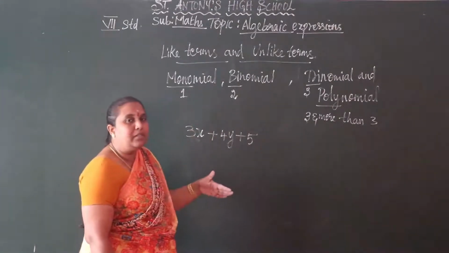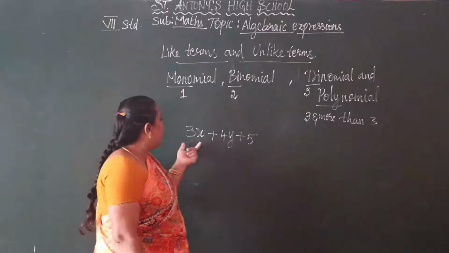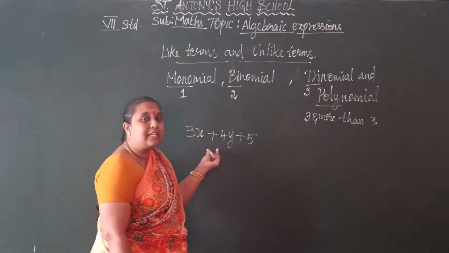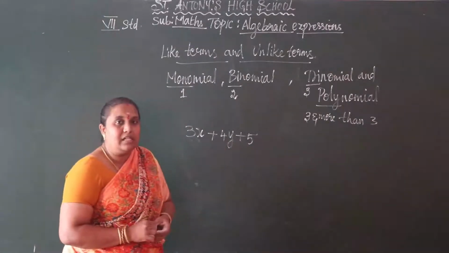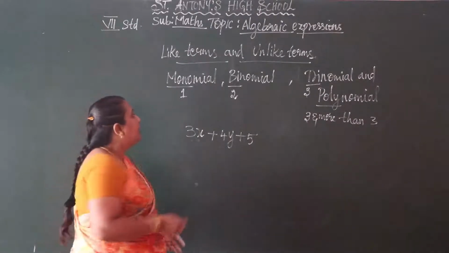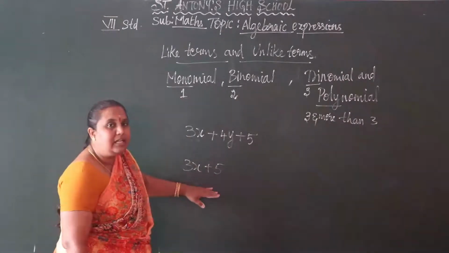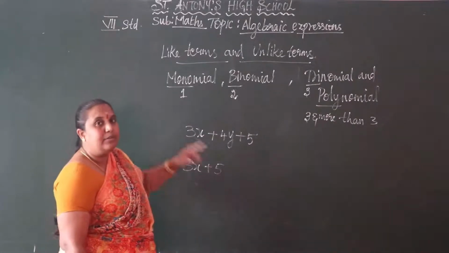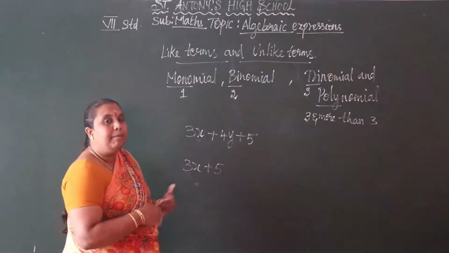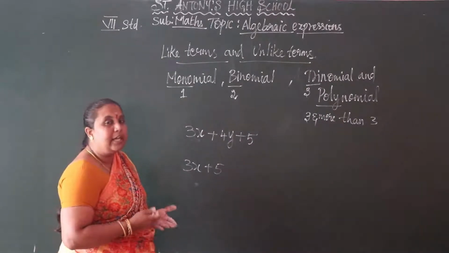Okay, it can be a variable term or it can be a constant term also. Understood. Here we have 3 terms: 1, 2 and 3. So this expression is a trinomial expression, or we can say it is a polynomial expression. Now we have 3x plus 1. This is a binomial expression. Why? Because we have 2 terms in this expression. So we can say it is a binomial algebraic expression or polynomial algebraic expression.